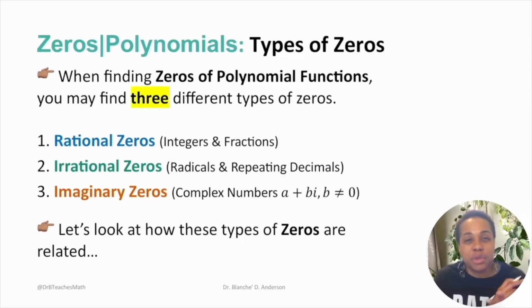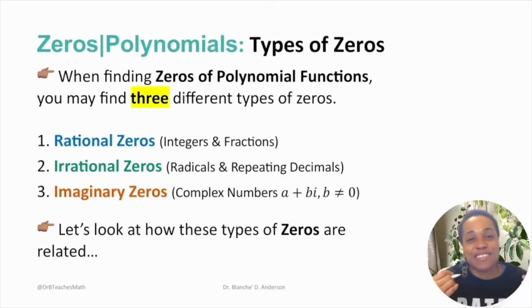There are three types of zeros. Really, I want to say two. You'll have real zeros and imaginary zeros, but what you're going to see when you're looking for the zeros of these polynomial functions are rational zeros, which are your integers and your fractions. You will see irrational zeros, which are your radicals, like square root of 2, and your decimals that repeat on and on and don't have an ending. Those are your irrational zeros.